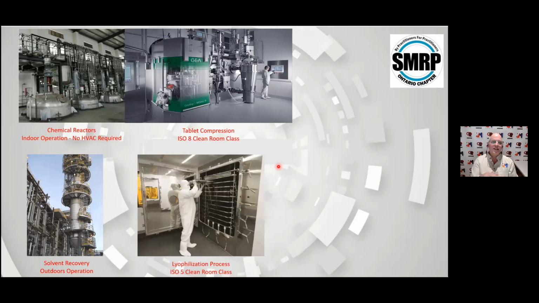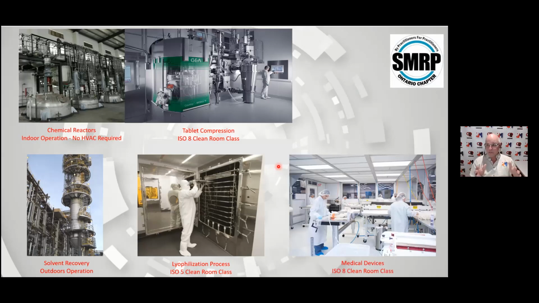But you were looking for something like this. This is one of the most stringent processes from the HVAC standpoint in the pharma industry. This is a lyophilization process in which we use ISO 5 clean rooms. So there is a variety of assets that you can see in the pharma industry, a variety of operating contexts, and we should take that into account when talking about maintenance and reliability of the assets. In medical device manufacturing, we also have, for the most part, ISO 8 clean rooms.